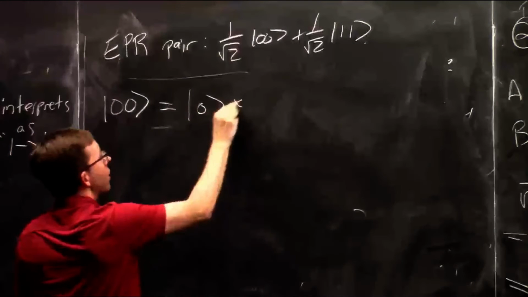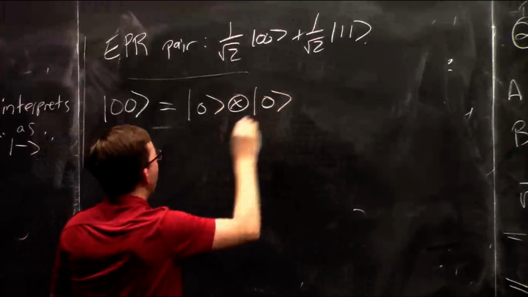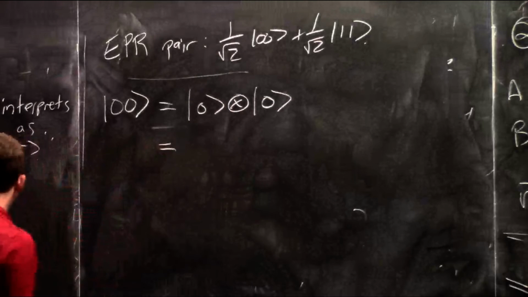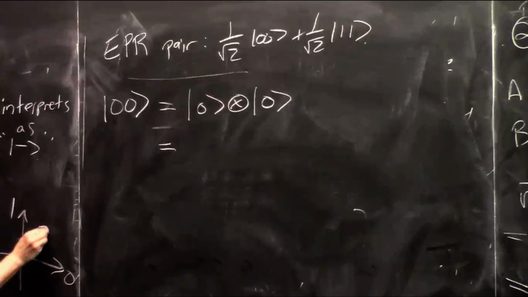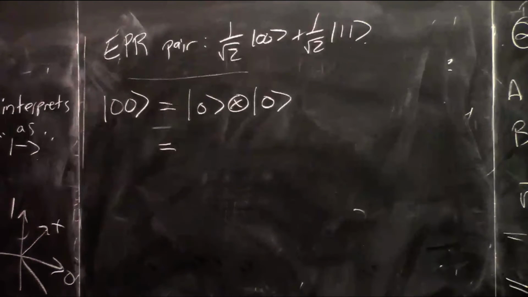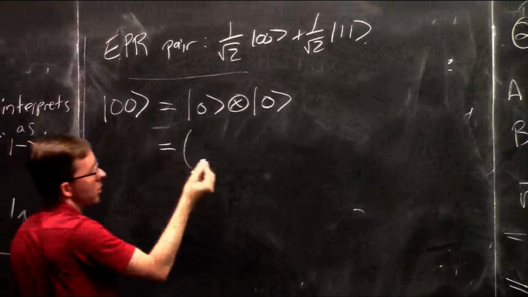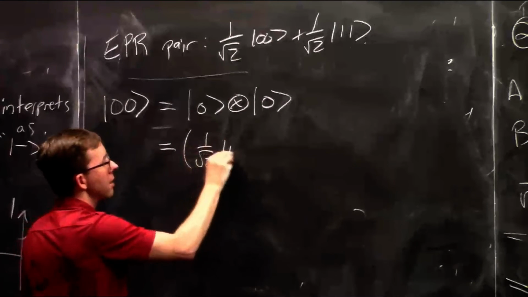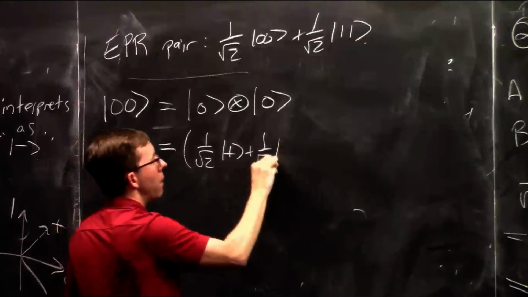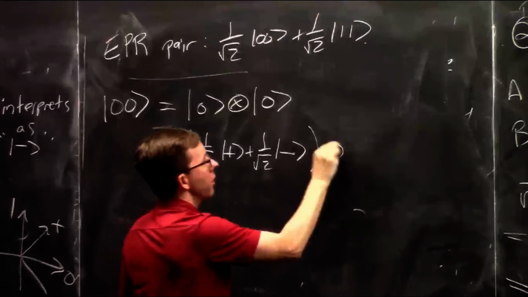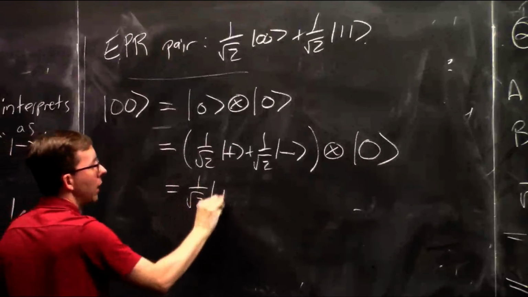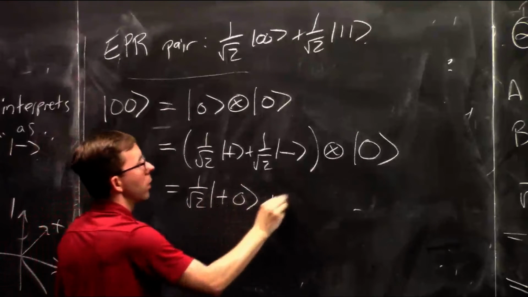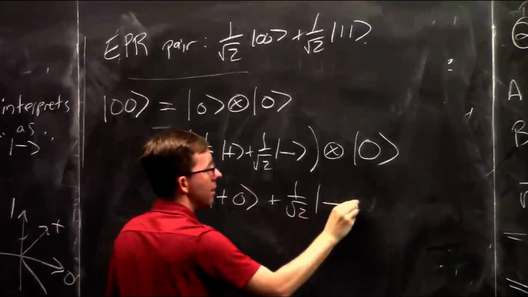This is 0 tensored with 0. And then how do I write 0 in the plus or minus basis? I just erased the picture I need. 0, 1, plus, minus. So you see 0 is an equal superposition of plus and minus. OK, so you could just work this out. This is 1 over root 2 |+⟩ plus 1 over root 2 |−⟩, tensored with 0. OK, so this is 1 over root 2 |+⟩|0⟩, if you will, plus 1 over root 2 |−⟩|0⟩.